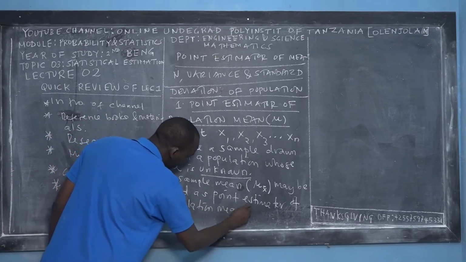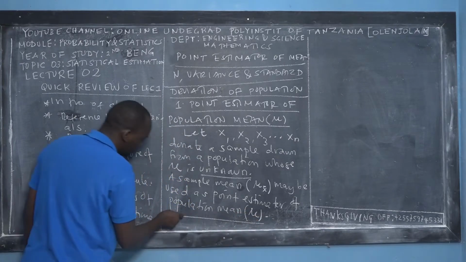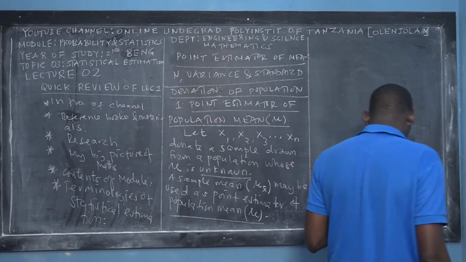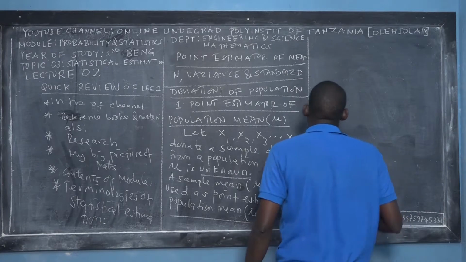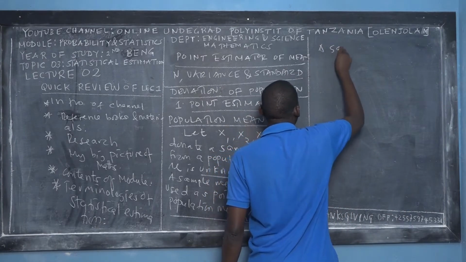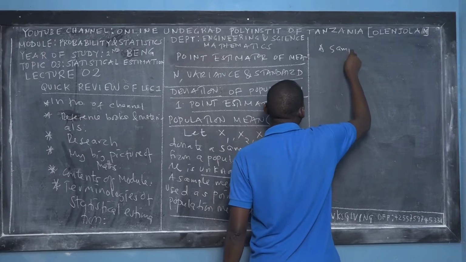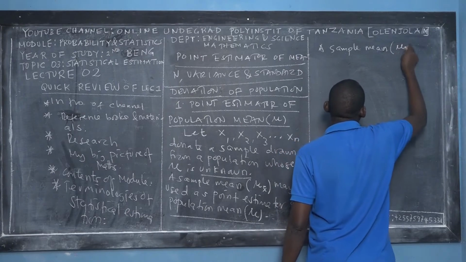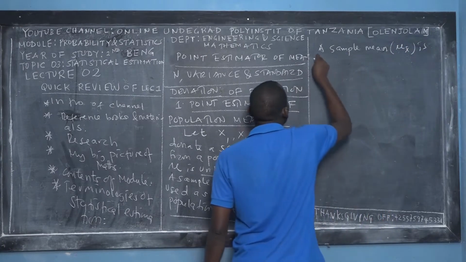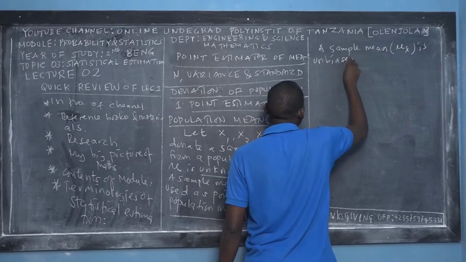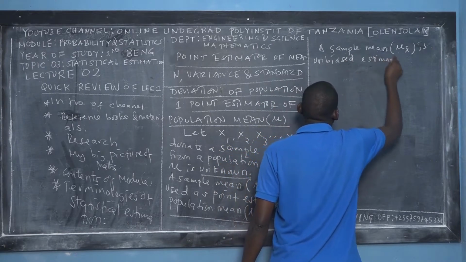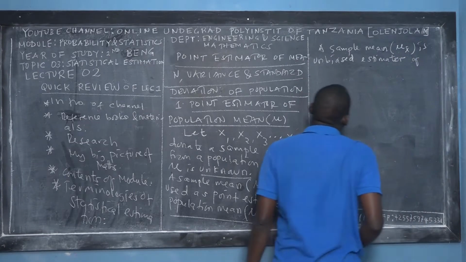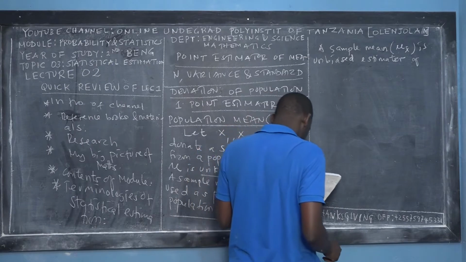Of population mean. Population mean would mean that this is a population mean, right? So it may be using population mean. Since the sample mean is an unbiased estimator, we say that the sample mean is unbiased. So what does unbiased estimator mean? Refer to lecture 1, I have already taught you. Unbiased estimator of what? Unbiased estimator of mean.